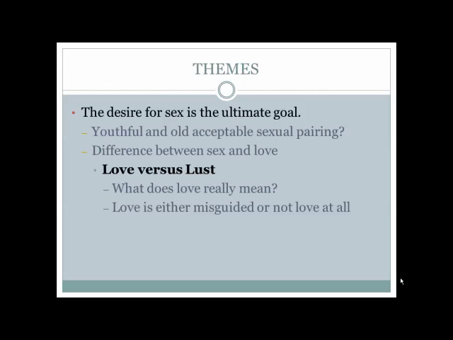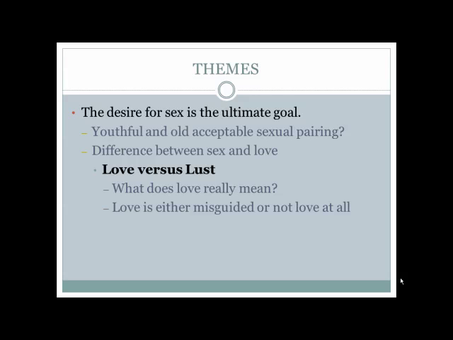What are some of the other themes? The desire for sex is the ultimate goal here. Allison and Nicholas want to get together to spend a night together, not just a few minutes having lustful, passionate sex. But there's bigger questions here. Allison is married off to John, who's an old man. So the idea of a youthful woman and an old man, is that an acceptable sexual pairing? We see her looking at the young clerk who is living with them in the boarding house, Nicholas.